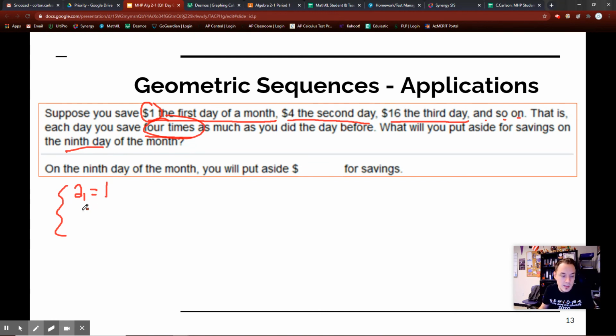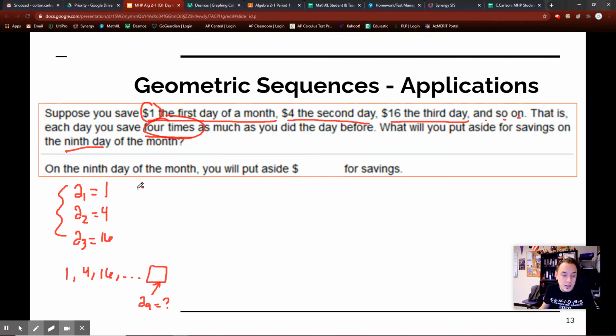Okay. What is my a sub 2? My a sub 2, they already tell us, is 4. Do we really need that right now? No, but I like to just list it out just so that we can kind of get a clear picture on what this sequence looks like. A sub 3, of course, is 16. That's the third day. So what does this sequence look like? 1, 4, 16. And then we want to know what is a sub 9. What is a sub 9? On this 9th day, how much am I saving?